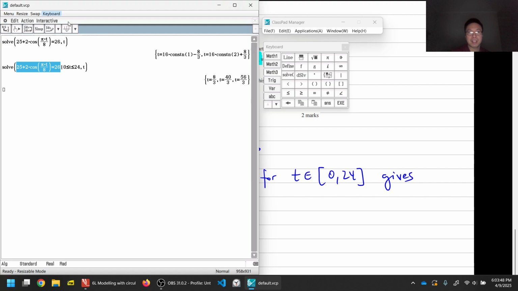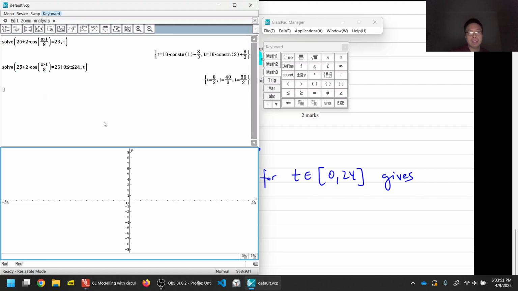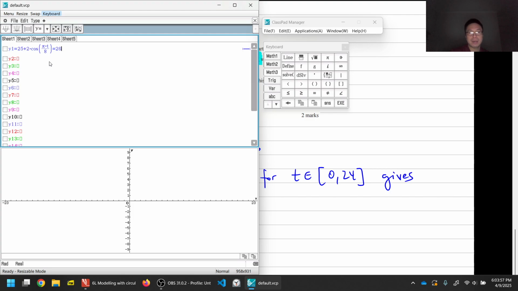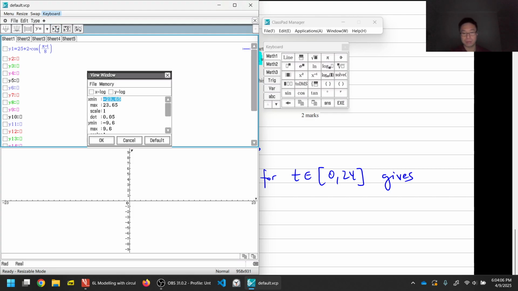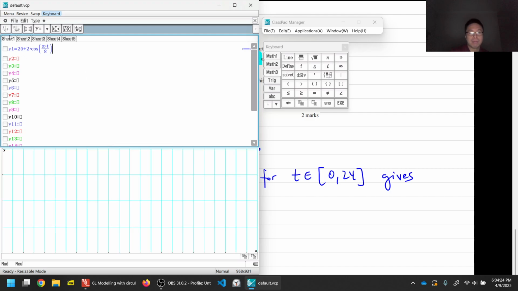To sketch a graph, what we want to do is click on this parabola icon here, click inside, click on the Y1, Y2 button, and enter your graph that you want to sketch. Click on the button with the 4 arrows pointing outwards. Our domain is 0 to 24, and our range is 23 to 27. Then press the parabola icon again after ticking the box to sketch the graph. And this needs x, not t.